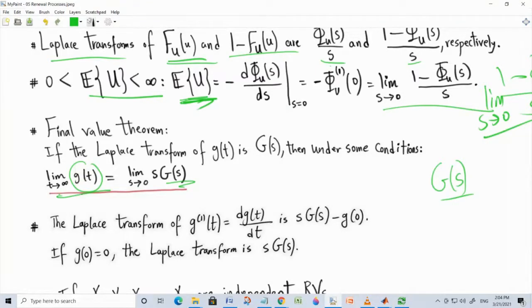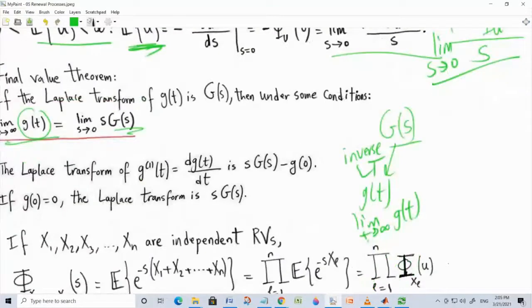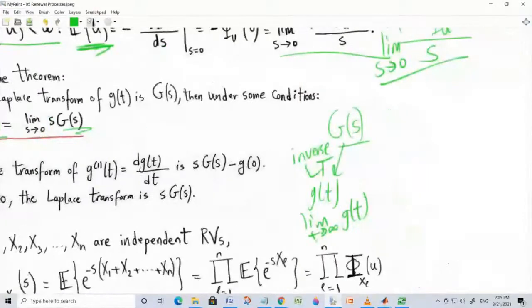You have two options. One of them is to take the inverse Laplace transform, g of t, and then take the limit as t goes to infinity of g of t. But the inverse Laplace transform may not be feasible. You cannot, for example, get it in closed form. So the final value theorem is very nice, and it tells you that under some conditions, you do not need to do the inverse Laplace transform.